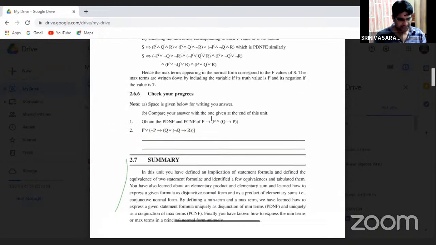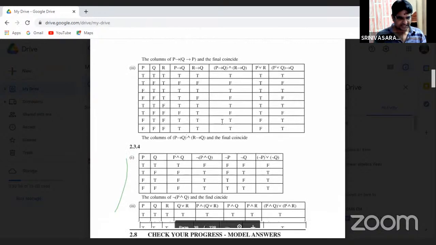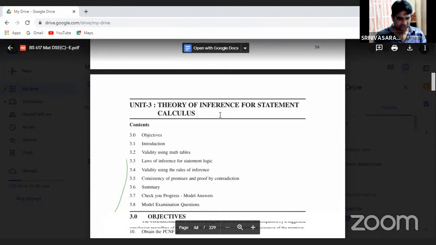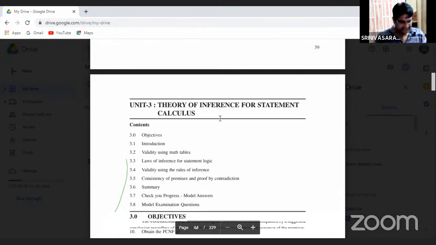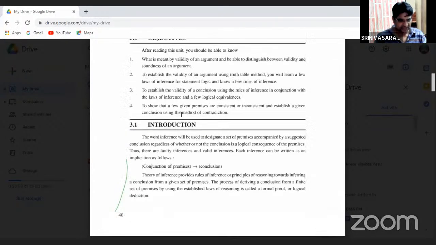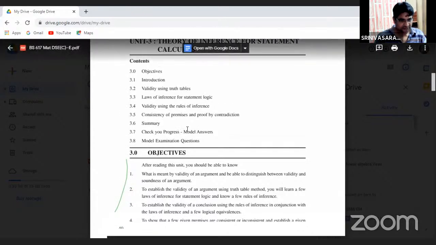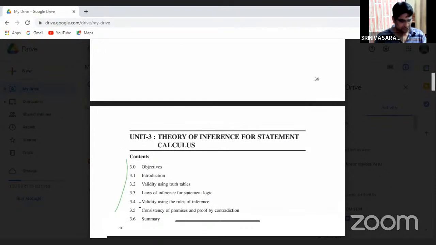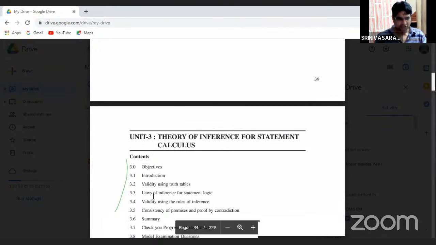Now time is also completed here. This is the second part. The second unit is also completed. In the same manner, the third part is there. One of the important topics is the theory of inference for statement calculus. To reach the final conclusion, from the previous last two units, you have to observe that one essay is already given. There is no doubt, one essay is also completed there.